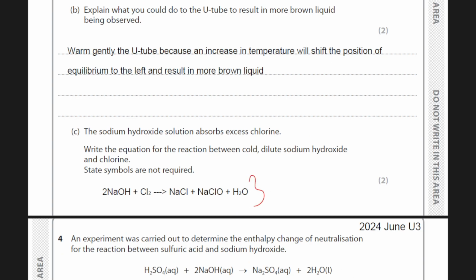This is just simple balancing. We can simply balance it using the required coefficients, or the number of moles that represent the reactants and the products.